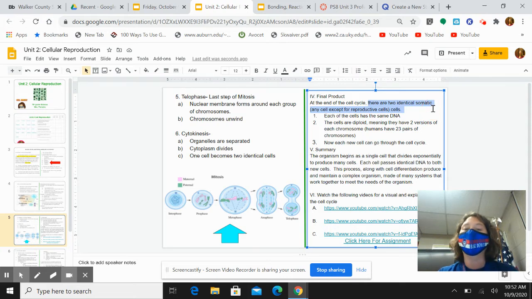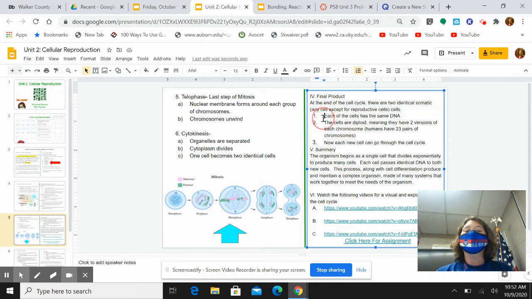Somatic means any cell except for reproductive cells. So almost every cell in your body is a somatic cell. Okay? That just means normal cells. Somatic cells just mean your normal, everyday types of cells.